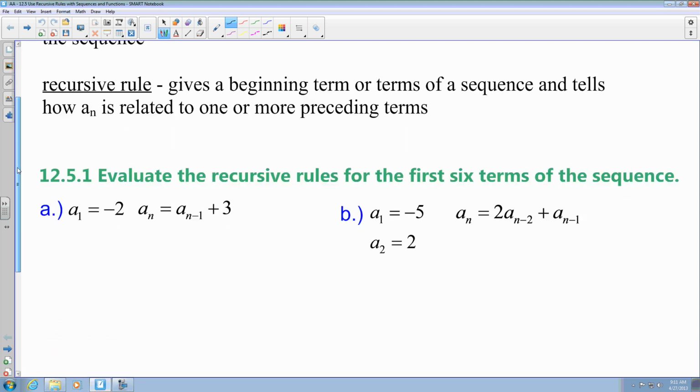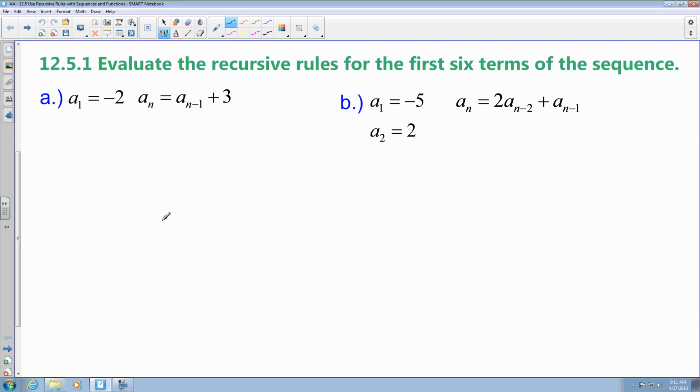So if we have examples A and B here, for A, they tell us that a sub 1 is -2, and then the general equation for a sub n is a sub n equals a sub n minus 1 plus 3. So in order to find the next value in the sequence, you must plug in the preceding value and then add 3 to it. So they want us to find the first 6 terms here. So I'm going to go a sub 1, a sub 2, a sub 3, a sub 4, and a sub 5. So a sub 1, they give us. It's -2.